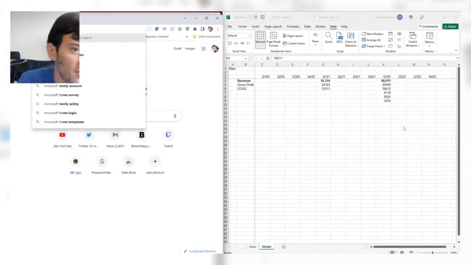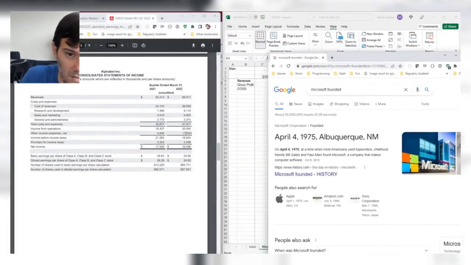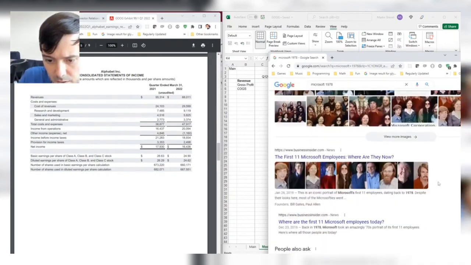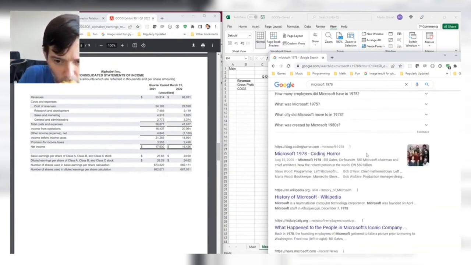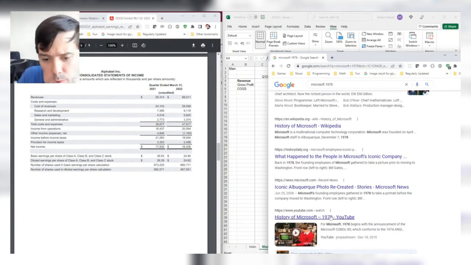Microsoft, let's figure this out. Microsoft was founded, I want to say 1978? No, 1975. That's right. I forget what happened in 1978. Maybe an IPO? No, not quite that fast. Something happened in 78, I just forgot what it was. Oh yeah, I guess it was the photo.